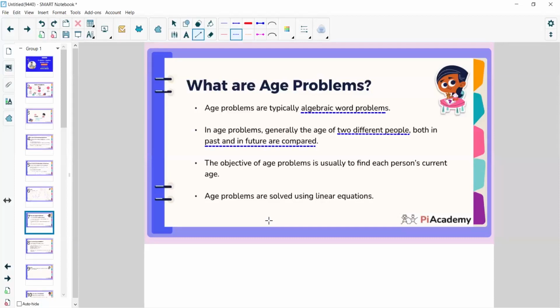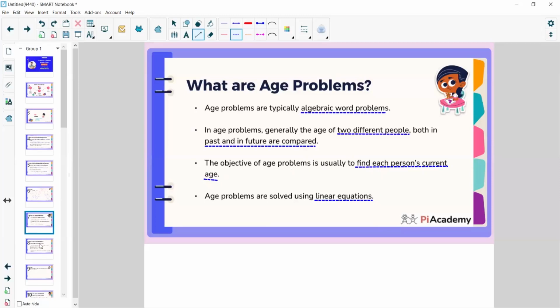So you are given a comparison of ages, and then certain information is also provided. Your objective is to find each person's current age. Okay, this is more or less the usual objective of the age problems. Again, there can be many, but the basic idea is to find each person's current age using information in the problem. And how can we solve age problems? Using linear equations. So you need to write down the equations and get the value of the unknown variable.